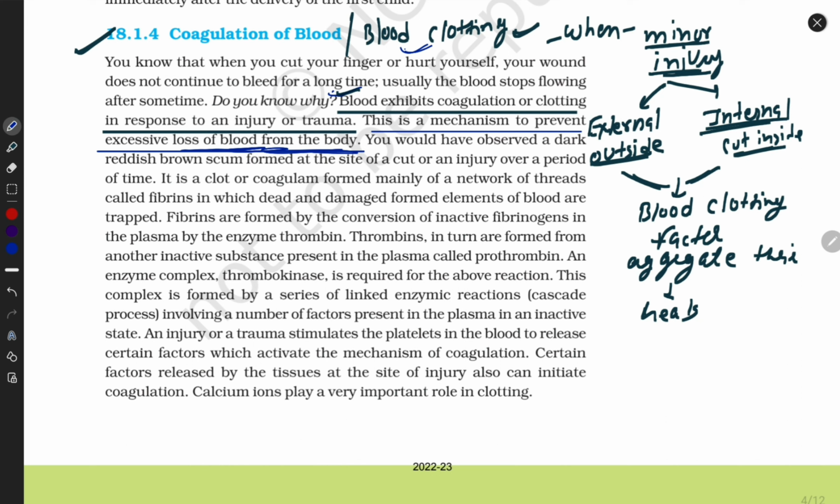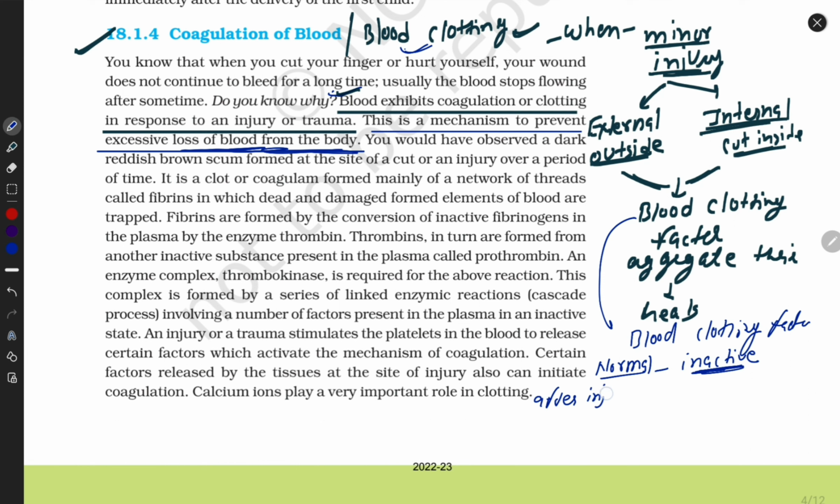Now, let's go into some detail. We all know that we have blood clotting factors. But in normal conditions, blood clotting factors are present in inactive form, like fibrinogen, thrombin, prothrombin, and platelets. They are present in inactive form. But after injury, they are exposed and they activate.